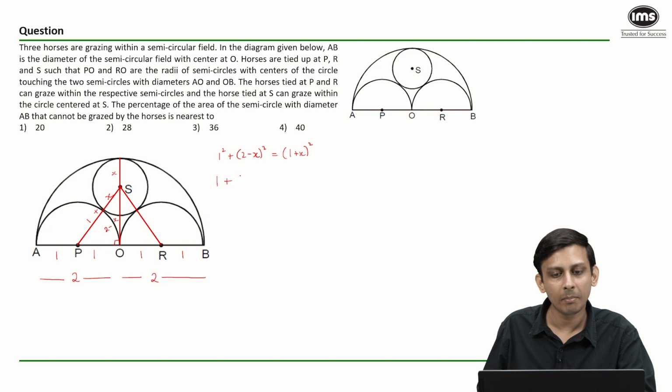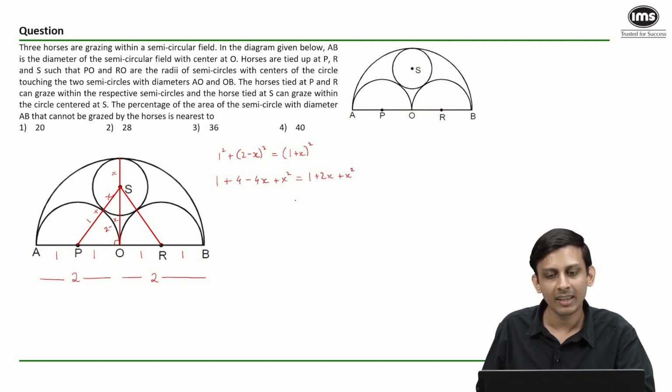So we'll get 1 plus 4 minus 4x plus x square is equal to 1 plus 2x plus x square. X square will cancel off. Here we'll get 6x, and 1 will cancel off, so we'll just be left with a 4. 6x is 4, so x is equal to 4 by 6, which is equal to 2 by 3. Now we have to find the area which will be ungrazed.